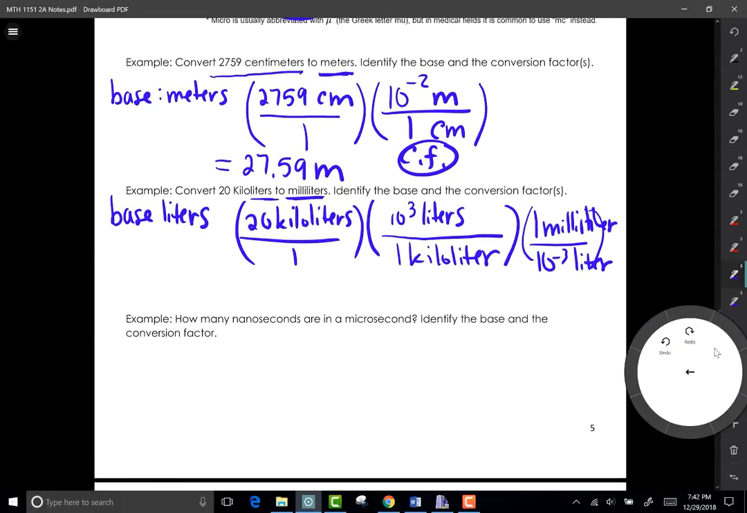Now I've got it set up and I just have to put this in on my calculator. I have 2 conversion factors, this one here and this one here. In parentheses I'm going to put 20 over 1, times, in another parentheses, 10 to the third over 1, then in another parentheses 1 over 10 to the third, and multiply all that together. My final answer should be 20 million milliliters.